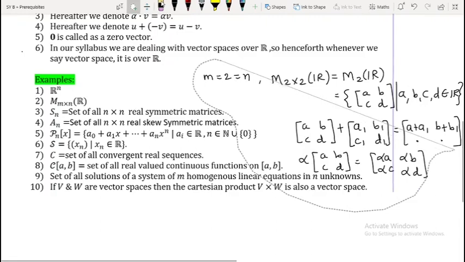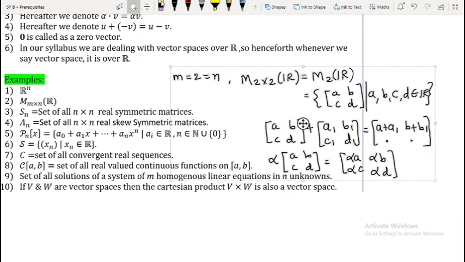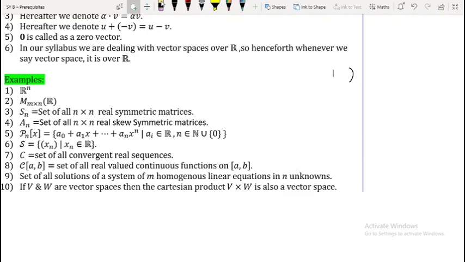So with respect to this addition and scalar multiplication, this M2 of R is a vector space. Okay, now I took m and n to be 2 only, so you can take any values of m and n over here. Also note one thing, what will be the 0 of R2? The 0 of R2, meaning that bold 0, is going to be (0, 0).